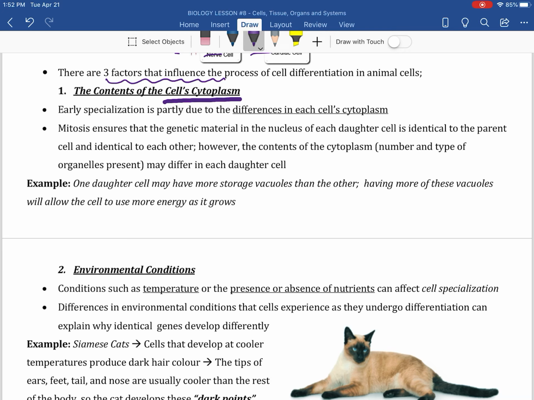So number one, what is the cell surrounded by? So the contents of the cell, the cytoplasm, right? So sometimes some cells will have more storage vacuoles than another, and having more of those vacuoles will allow the cell to use more energy as it grows. So typically, what is in that cell cytoplasm will influence what that cell can become. All right.